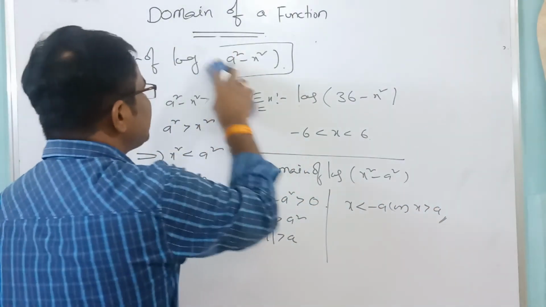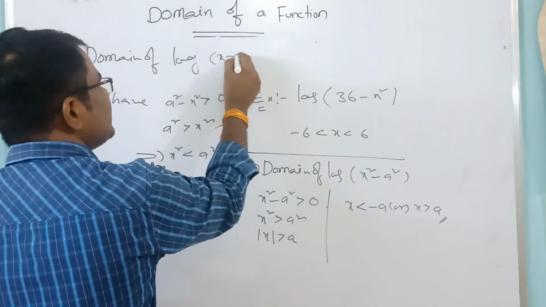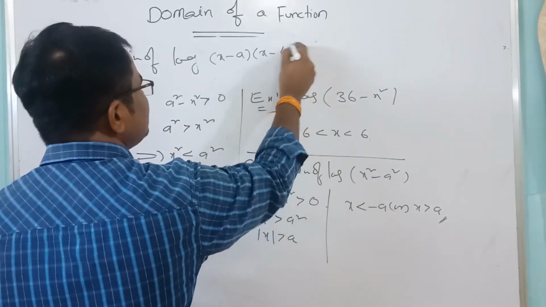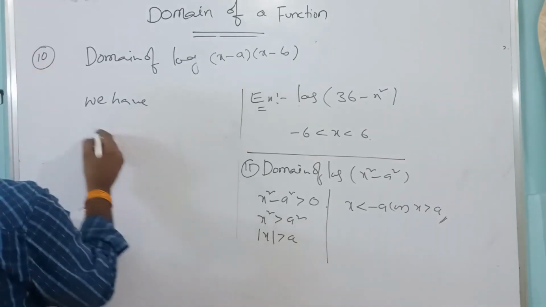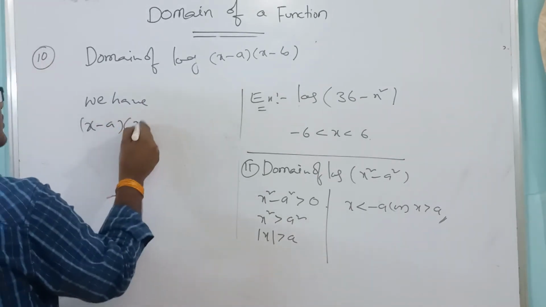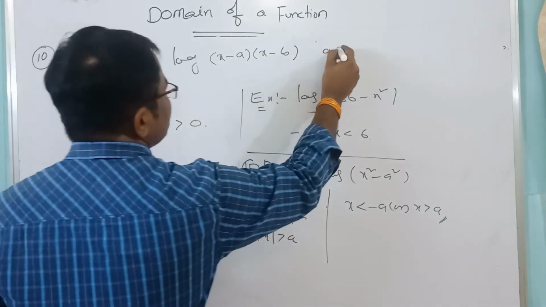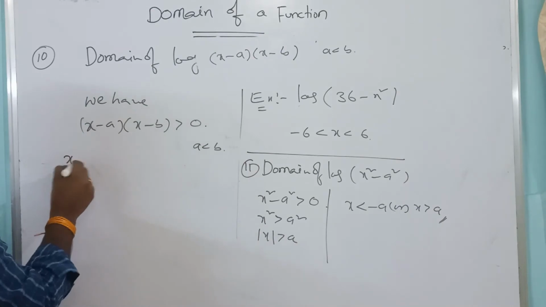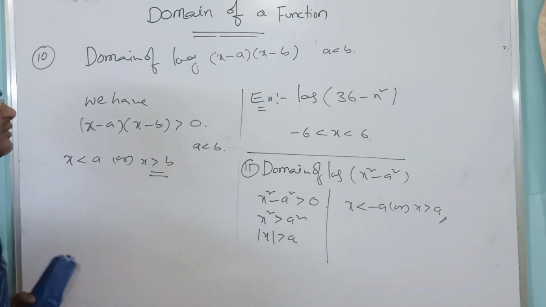Suppose in place of this they give x minus a into x minus b. Here also we have to take x minus a into x minus b greater than 0, whenever a is less than b. Here a is less than b, which means x less than a or x greater than b. Like this we have to follow.